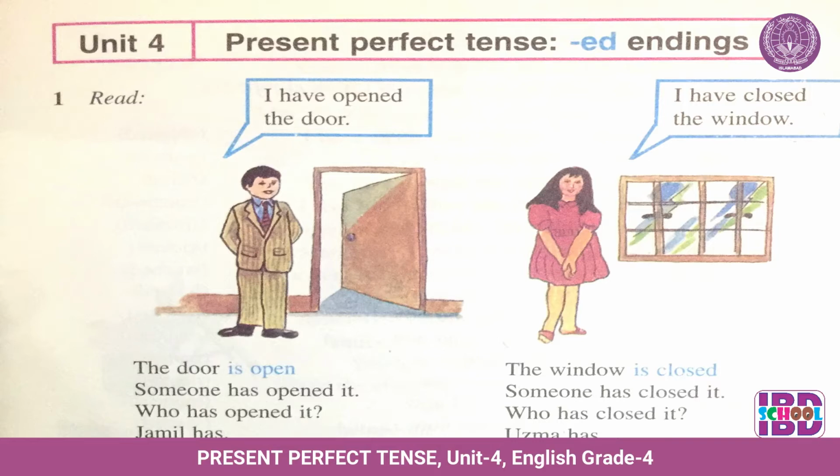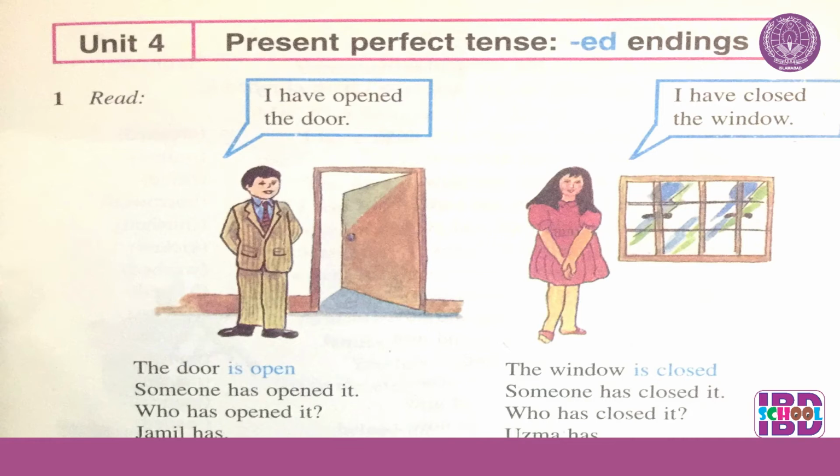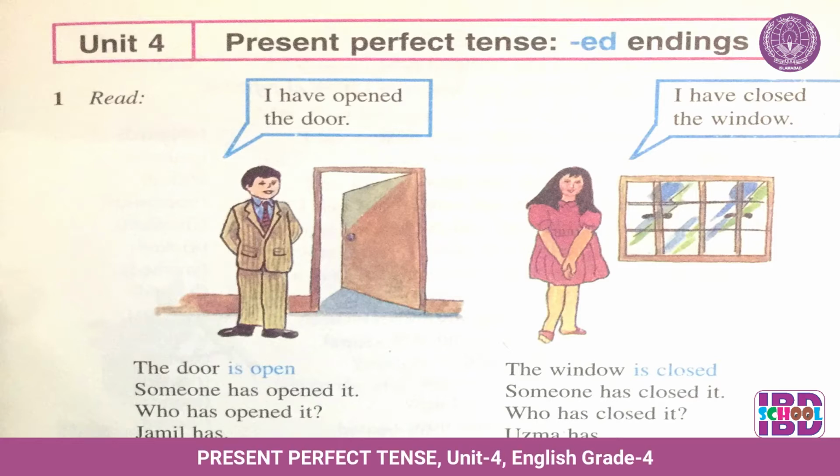Present perfect tense shows that the action is complete, यानी काम मुकम्मल हो चुका है, and we show this by using has or have with the third form of the verb, and the verb or action has ed endings. In this unit we are going to learn the verbs which have ed endings, like open, and the third form of open is opened. It ends at ed.